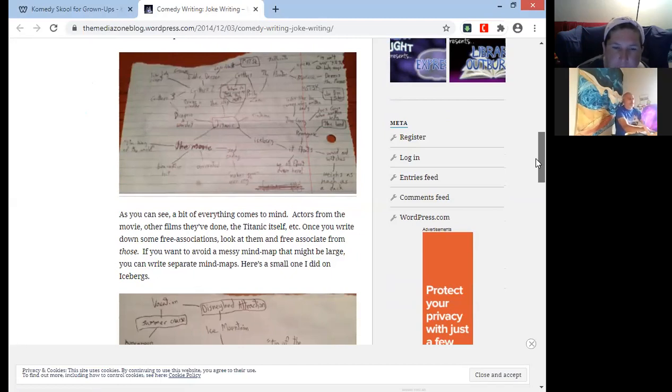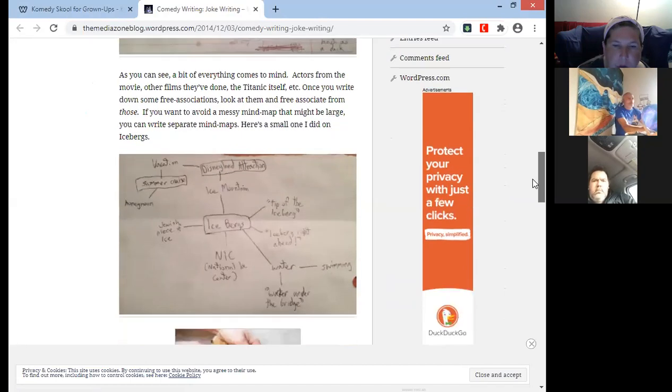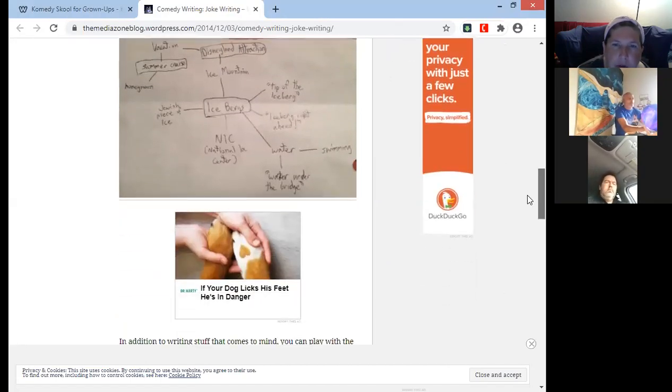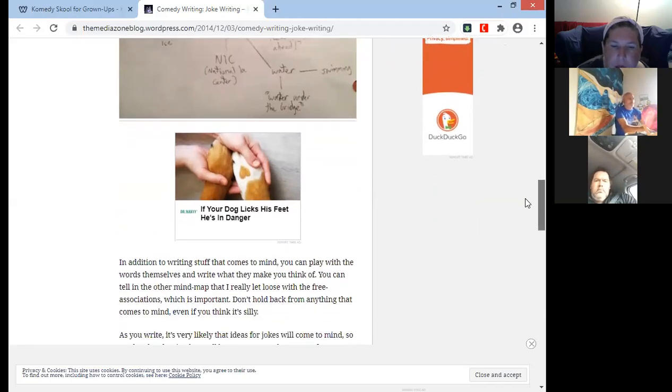Once you write down some free associations, look at them and free associate from those. If you want to avoid a messy mind map that might be large, you can write separate mind maps. Here's a small one I did on icebergs. Okay, so then this next picture is icebergs. In addition to writing stuff that comes to mind, you can play with the words themselves and write what they make you think of. You can tell in the other mind map that I really let loose with the free associations, which is important. Don't hold back from anything that comes to mind, even if you think it's silly.